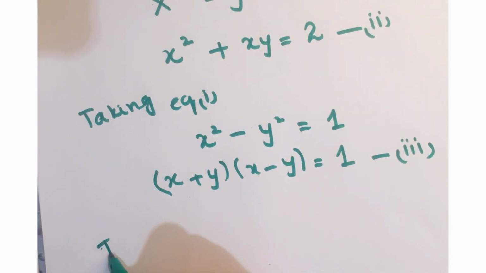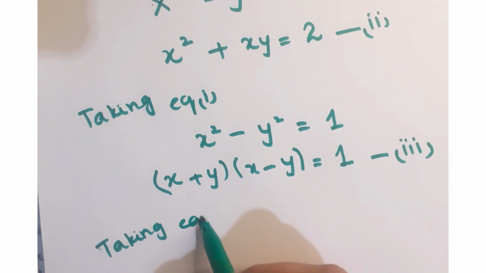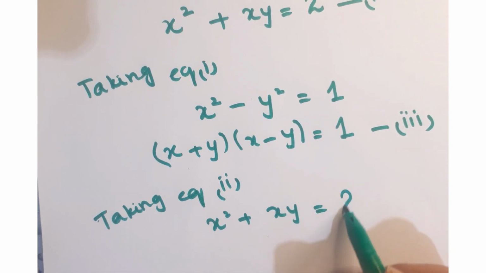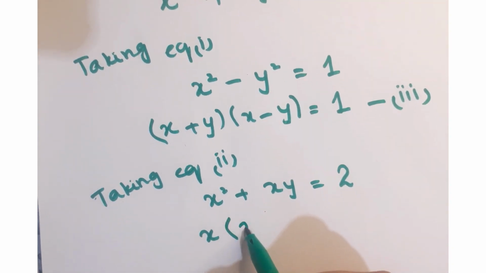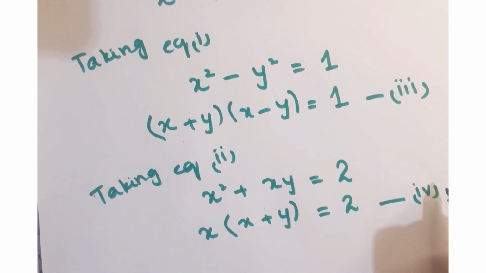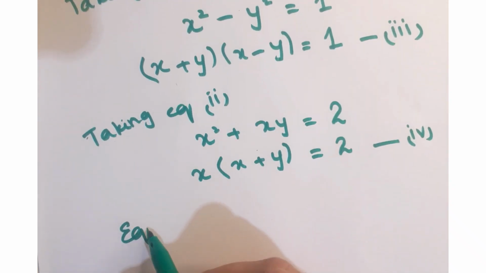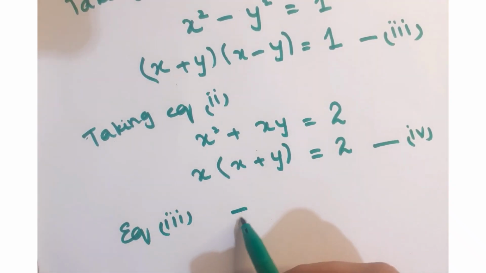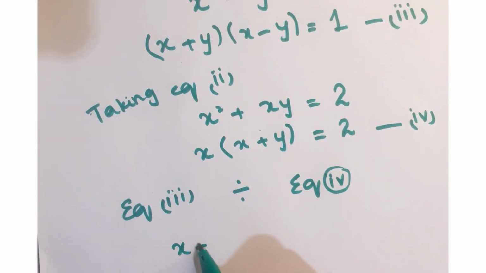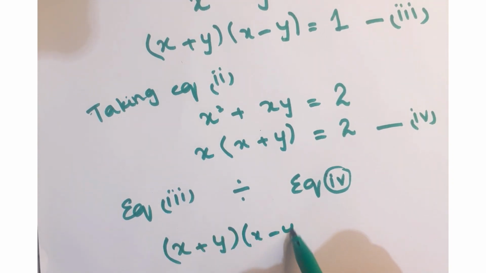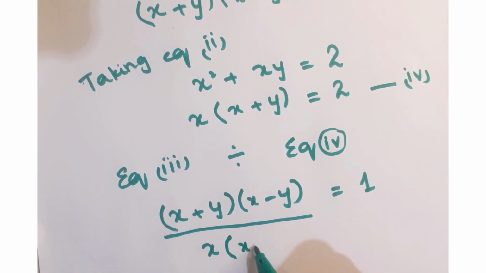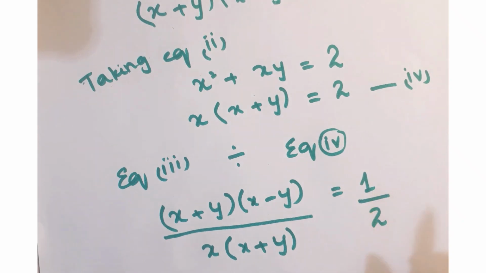Now taking equation number 2, the equation number 2 is x square plus xy is equal to 2. Taking x common, we have x into x plus y is equal to 2. Call this equation number 4. Now divide equation number 3 by equation number 4. So this is x plus y into x minus y is equal to 1, and equation number 4 is x times x plus y is equal to 2.